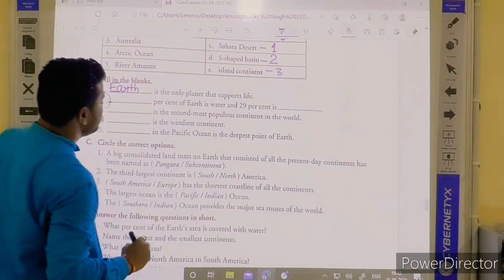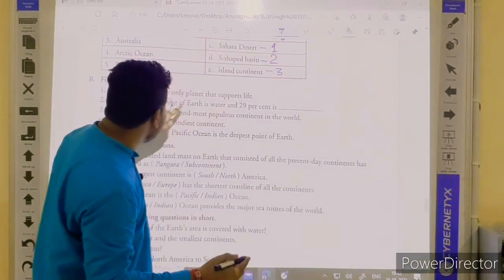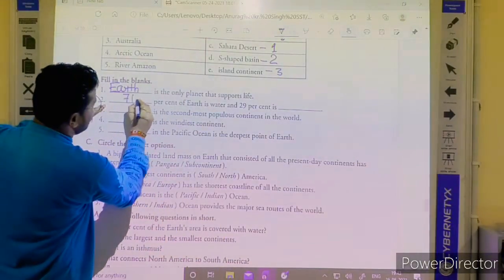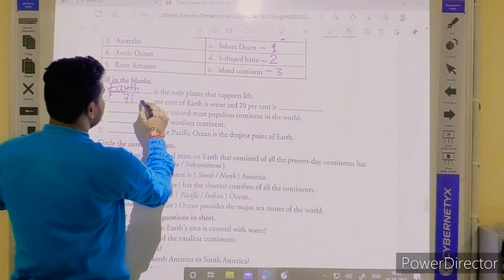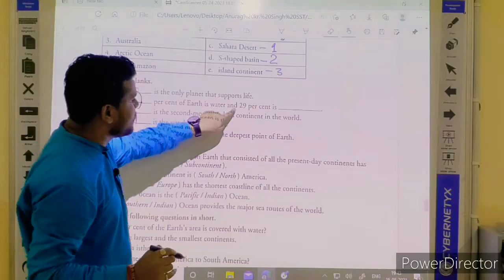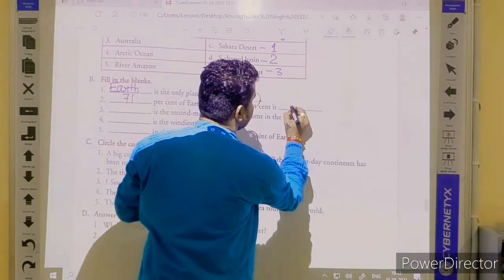Now, dash % of Earth is water. As we know, 71%. No need to write the percentage because the percentage is given here. 71% of earth is water and 29% is of course land.